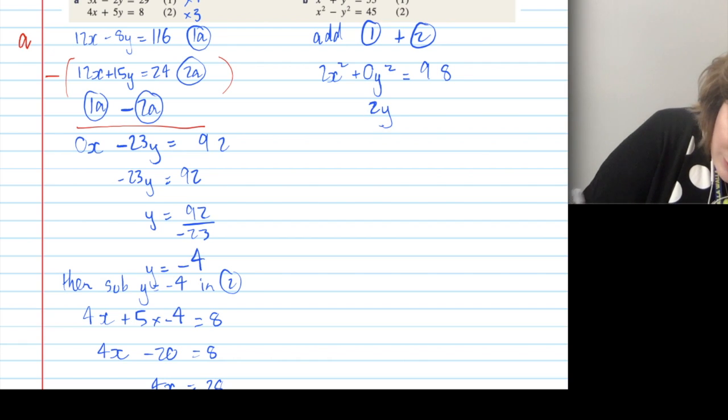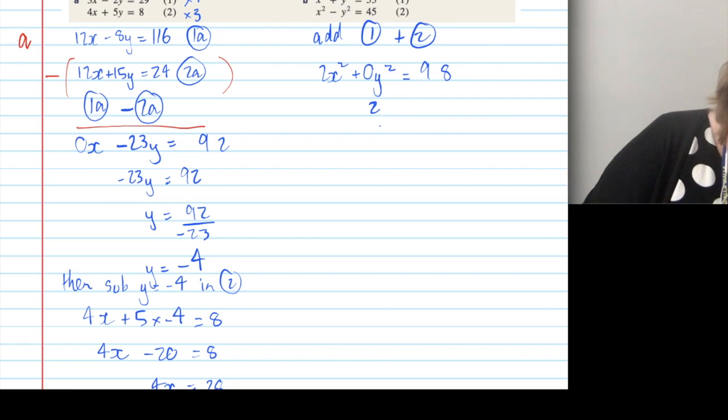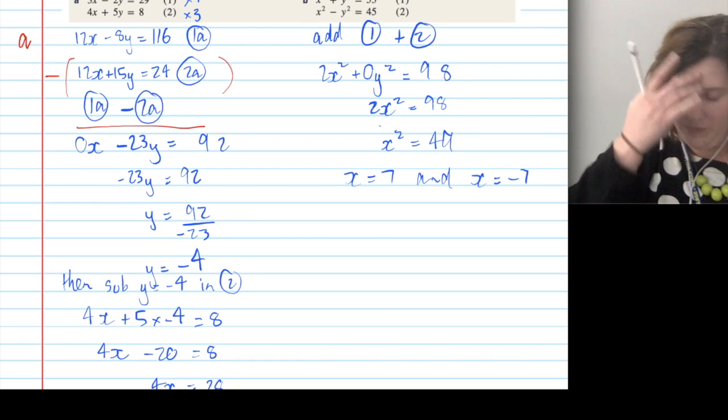Twice. It's not a y, it's an x. Gosh. 2x squared equals 98. Divide both sides by 2. I get x squared equals 49, which means x equals 7 and x equals negative 7.